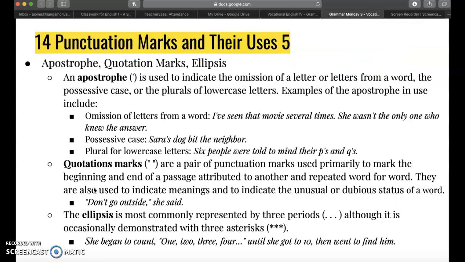An apostrophe is used to indicate the omission of a letter or letters from a word, the possessive case, or the plurals of lowercase letters. Quotation marks are used to show dialogue most of the time, and an ellipsis is commonly made of three periods in a row, and it's occasionally demonstrated with three asterisks.